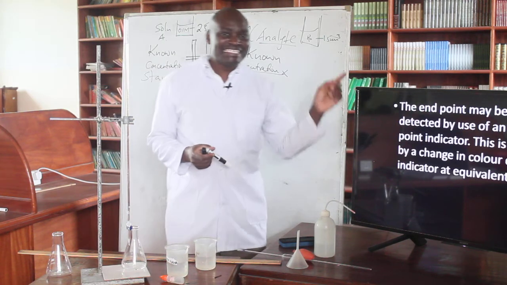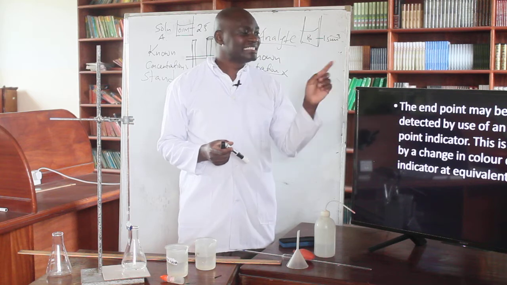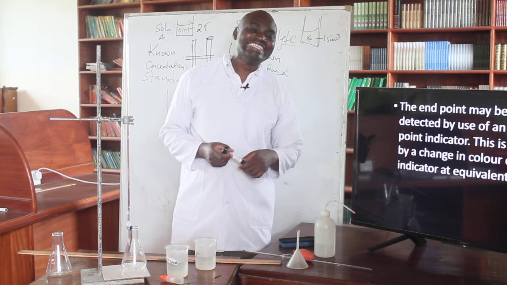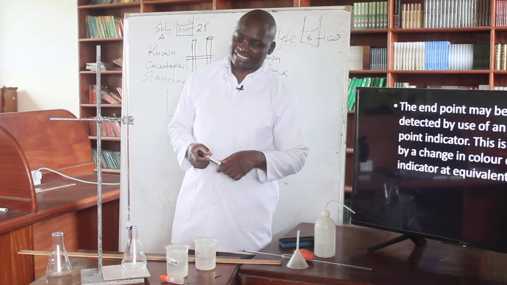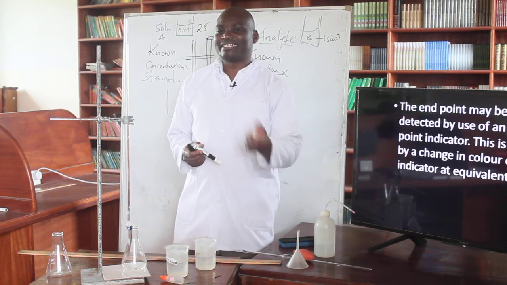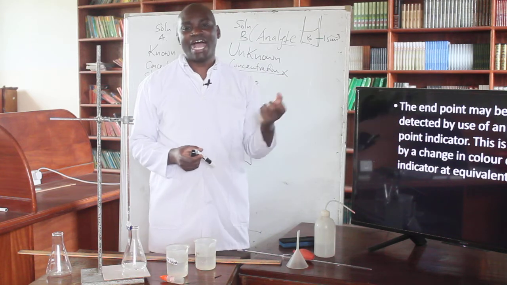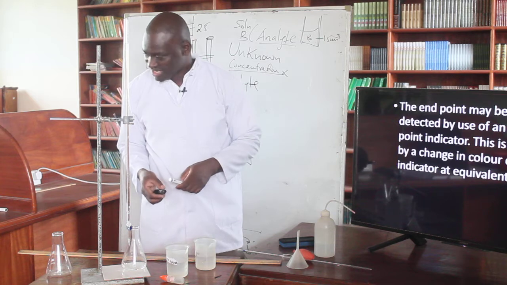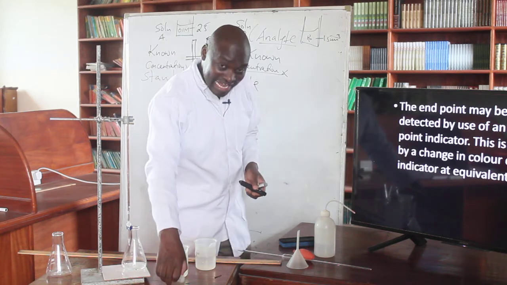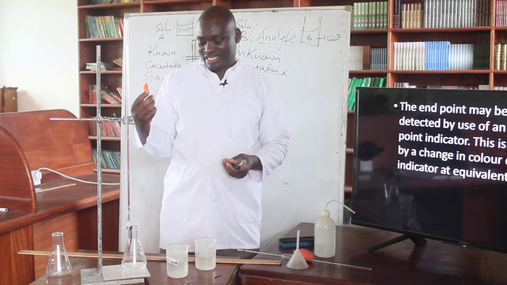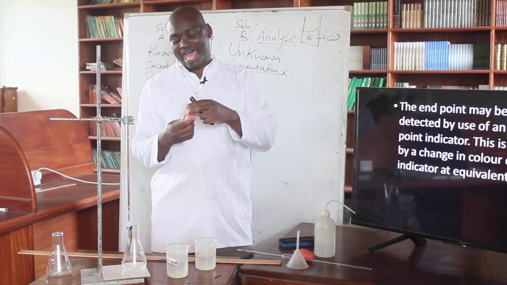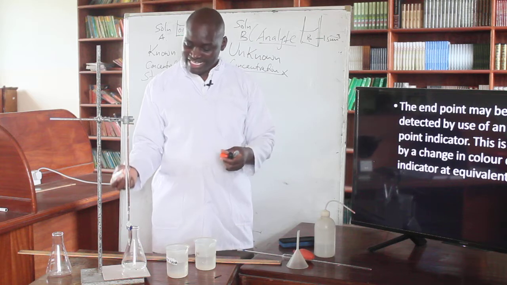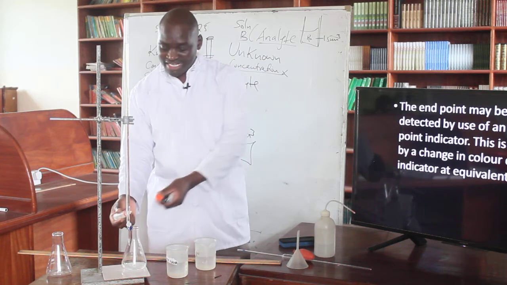Now, the end point is detected by use of endpoint indicators. We normally use indicators. And when we are doing acid-base titration, we normally use acid-base indicators. So how do we use the indicator? Like now, this is an example of phenolphthalein. If you want to use the indicator, we are supposed to place drops of the indicator, whether 2 or 3, in the solution in the conical flask.